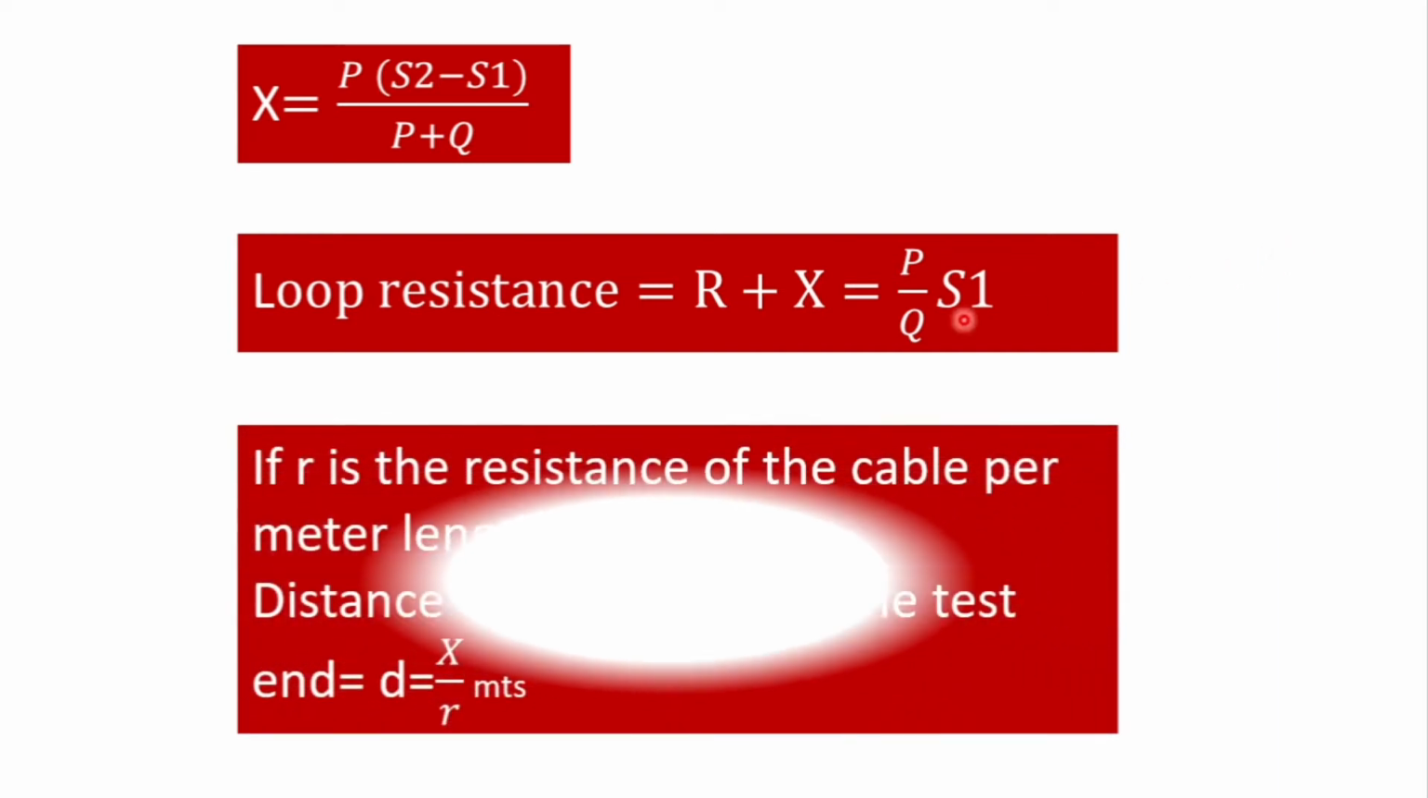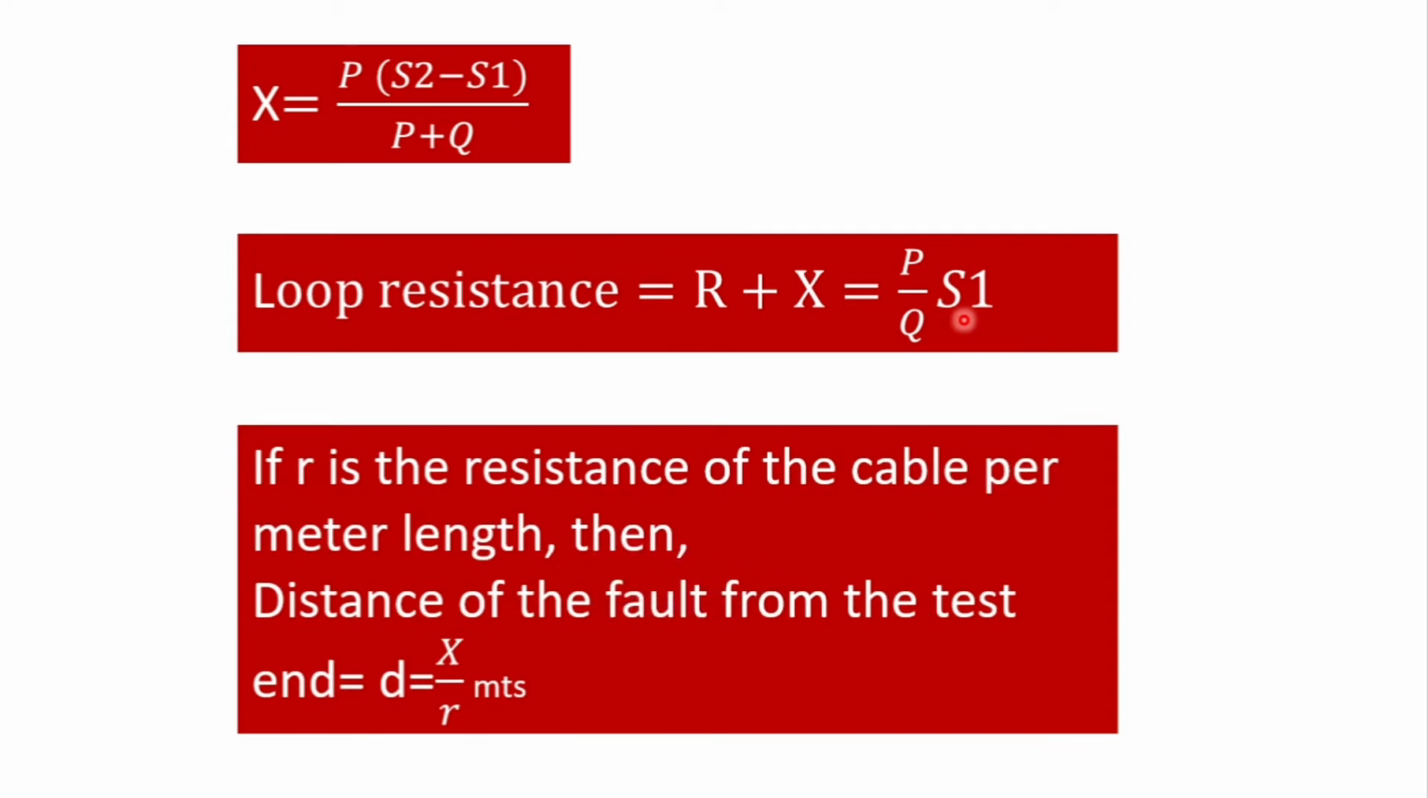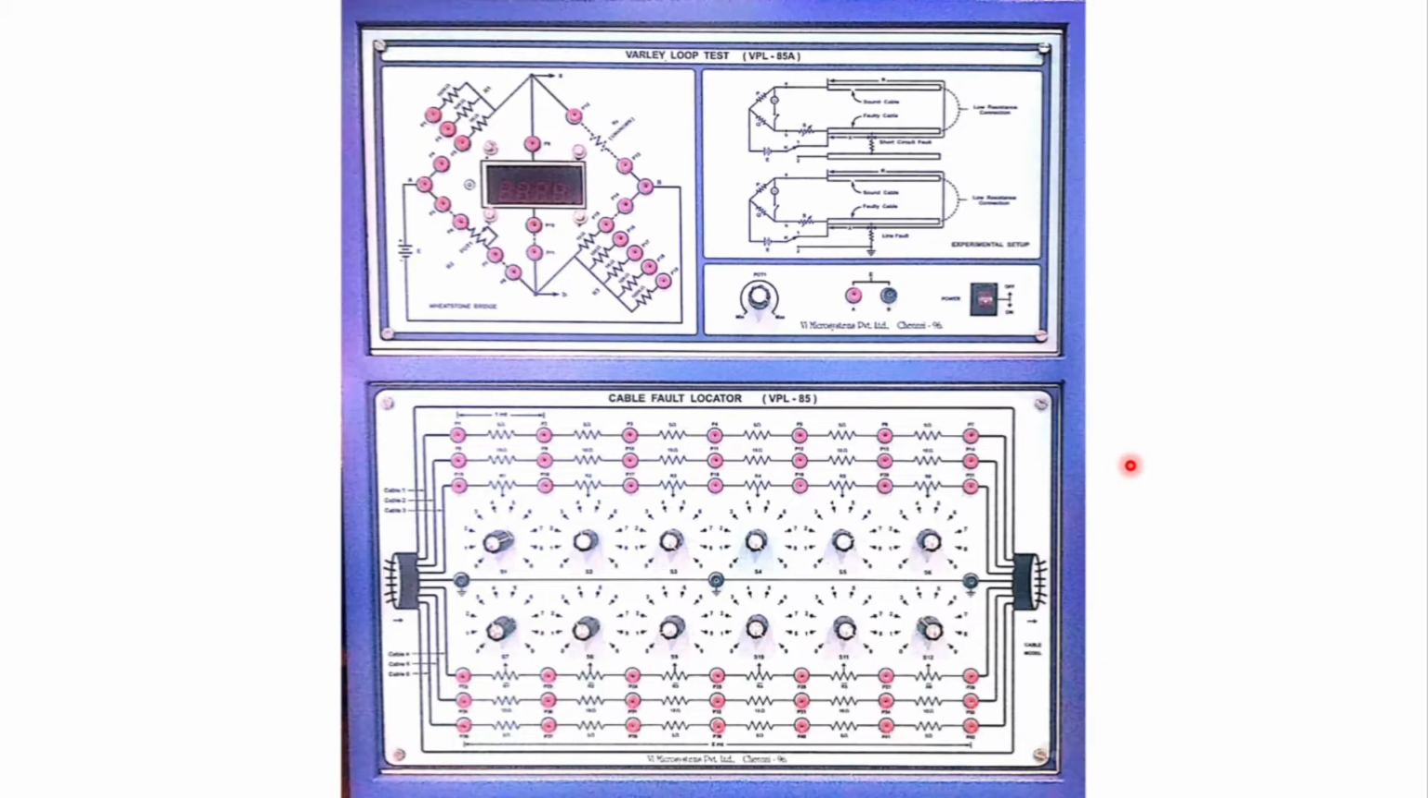Further, if I want to find out the distance of the fault from the test end, that is also possible. That is D is equal to X upon small r, where small r is the resistance of the cable per meter length. This is in meters. So this is how you find it out. Now this is the theory behind this particular experiment. Now let us get started with the experiment.